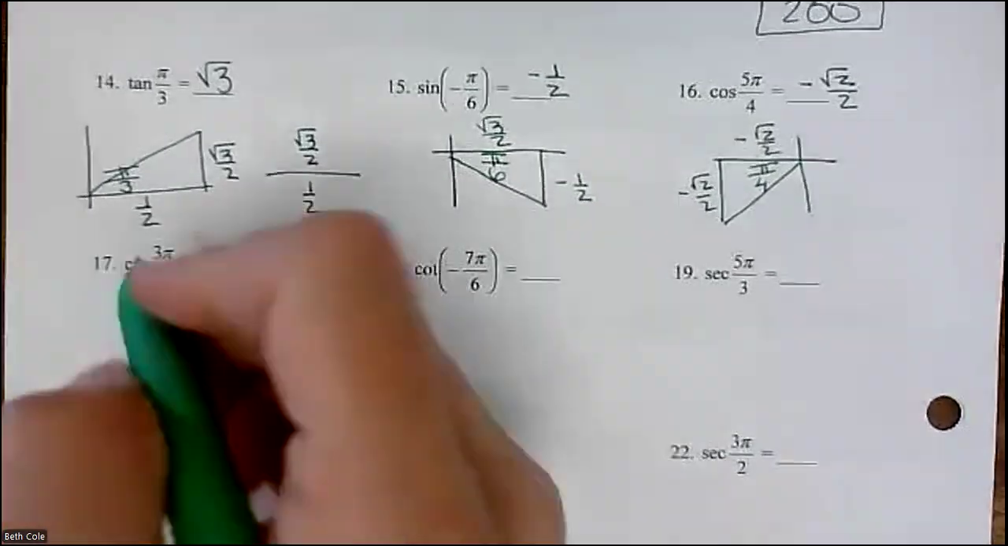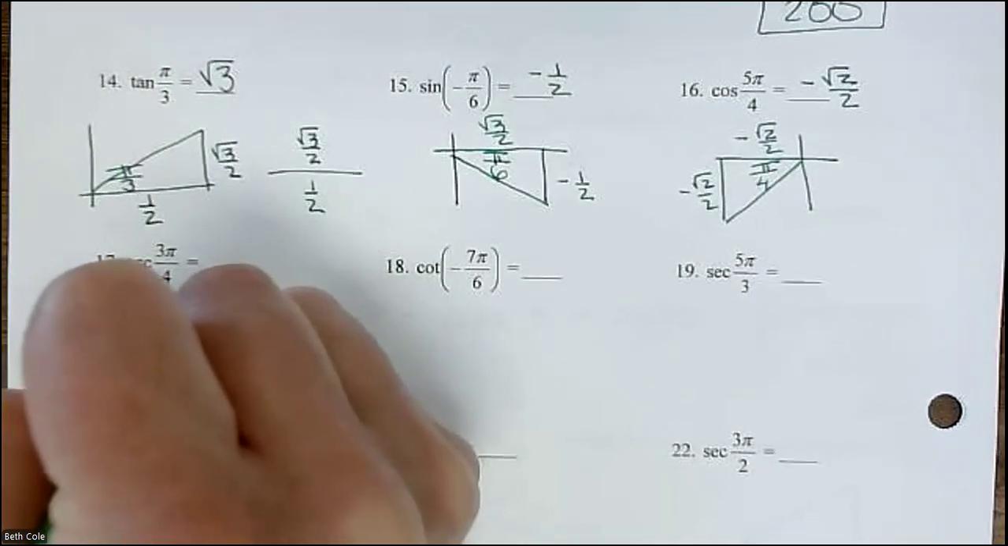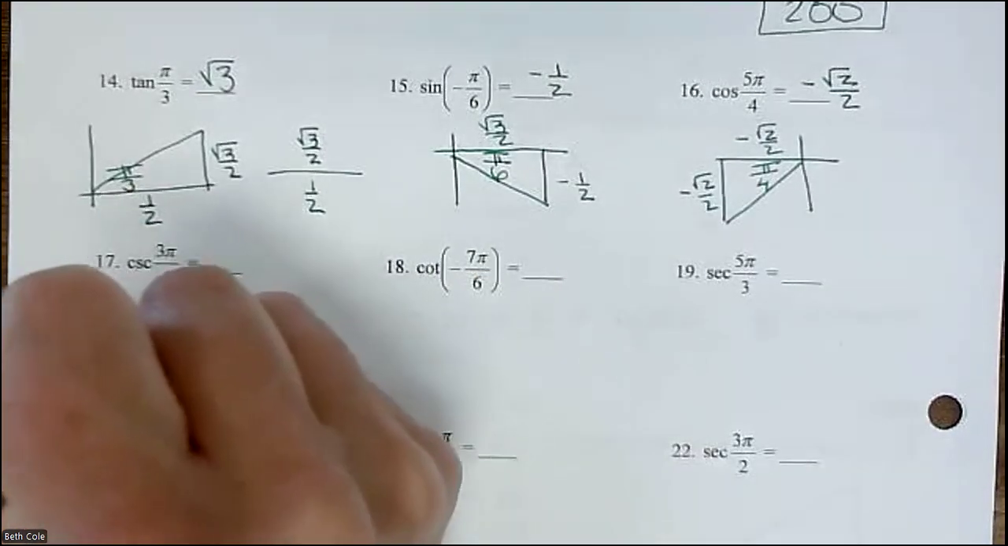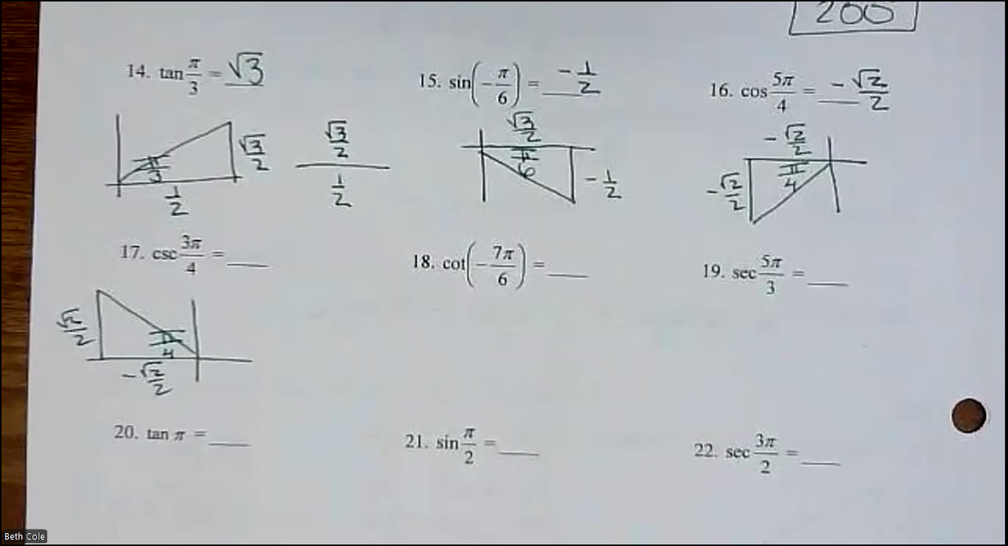All right, 3 pi over 4 is in the second quadrant. It is practically the exact same triangle that we just did, except reflected. And the y value is positive now. It's literally the same triangle we just drew.